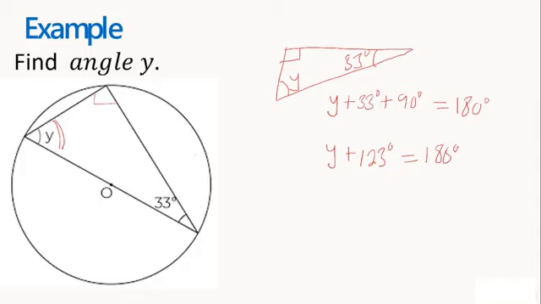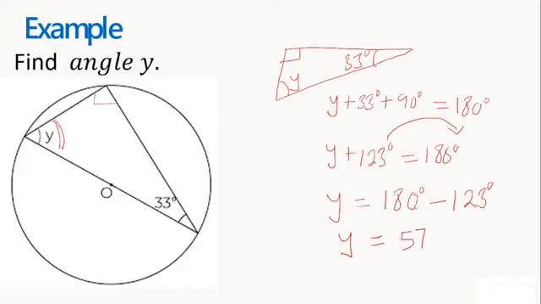So from here we can take 123 degrees to the right hand side. We have y is equal to 180 degrees take away 123 degrees. So from here we can have y equal to, so 0 minus 3 it can't, you borrow a 1 from 8, we have 10 minus 3 to give us a 7, then 7 minus 2 to give us a 5. So 180 minus 123 gives us 57 degrees. So the value of y is 57 degrees, meaning that here we had 57 degrees.